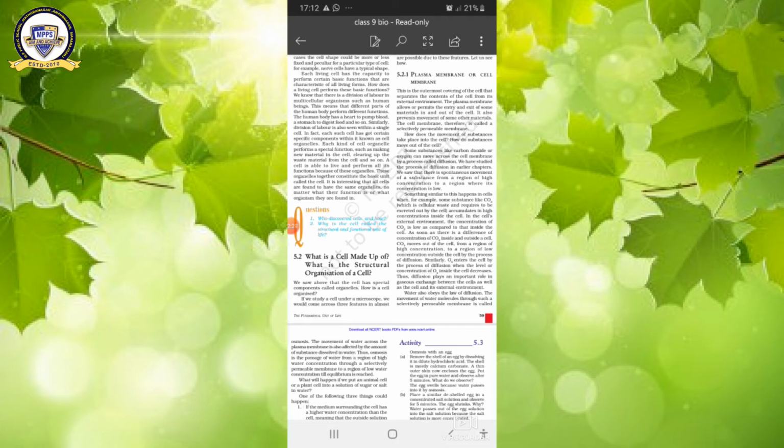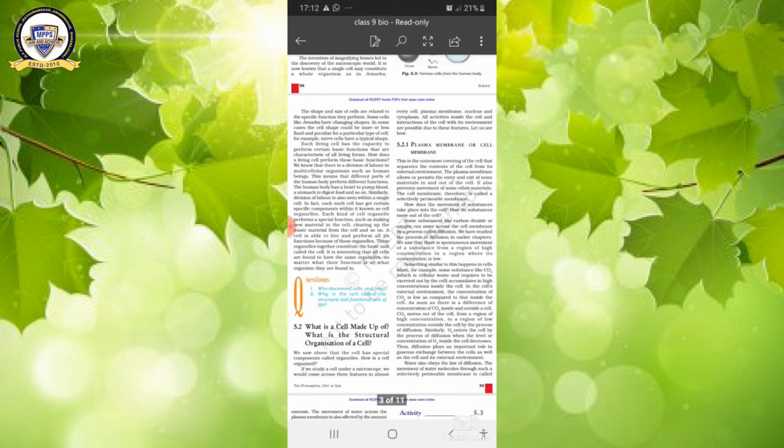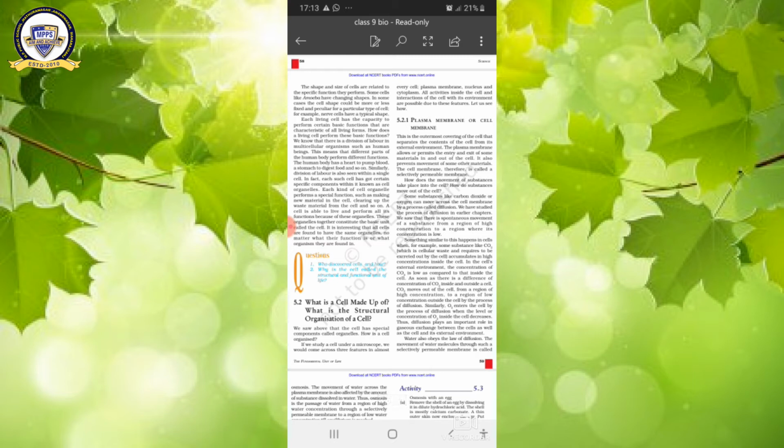We saw above that the cell has special components called organelles. How is a cell organized? If we study a cell under a microscope, we would come across three features in almost every cell: plasma membrane, nucleus, and cytoplasm. All activities inside the cell and interaction of the cell with its environment are possible due to these features. Let us see how.